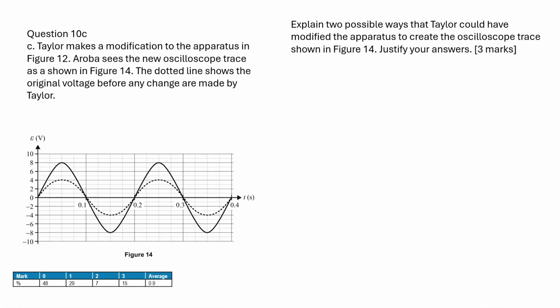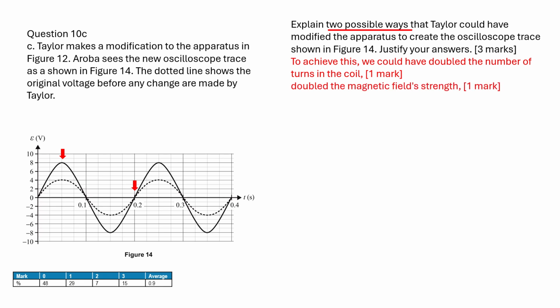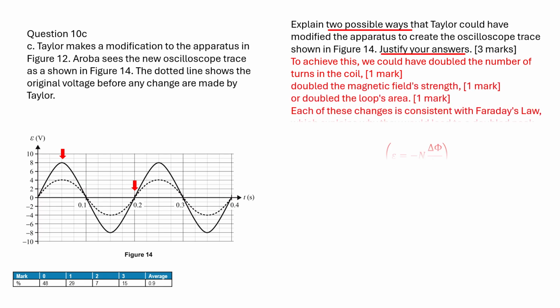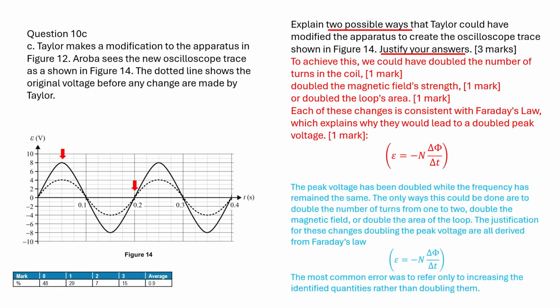We've modified the apparatus, and the solid lines now show the new results, with the original voltage still visible as a dotted line. Notice that the new readings, solid lines, maintain the same period, but show a doubled peak voltage. To achieve this, we could have doubled the number of turns in the coil, doubled the magnetic field strength, or doubled the loop's area. Each of these changes is consistent with Faraday's law, which explains why they would lead to a doubled peak voltage.